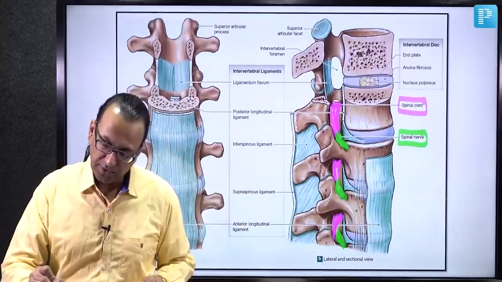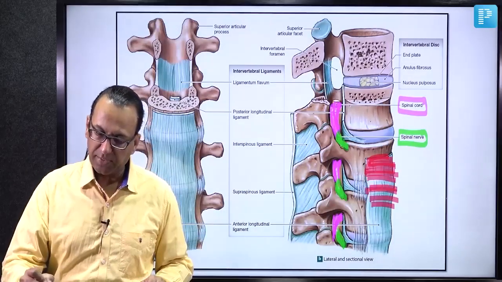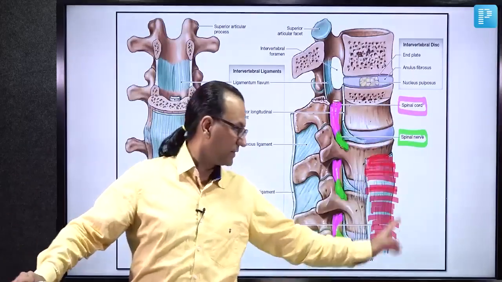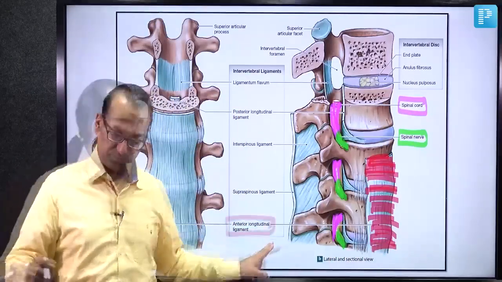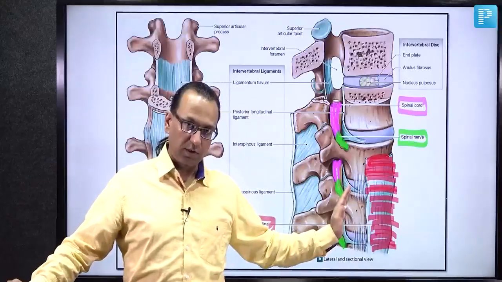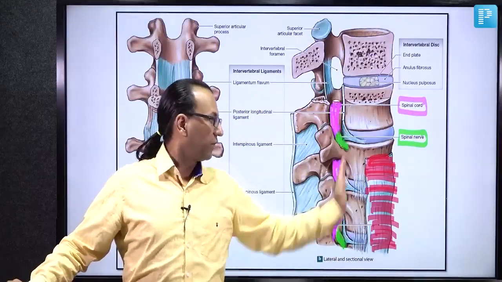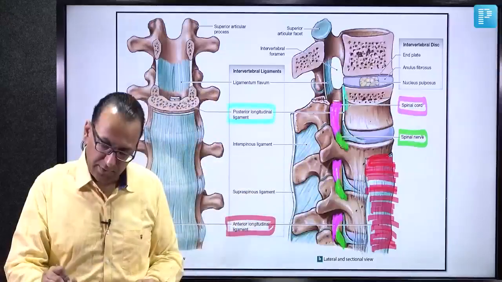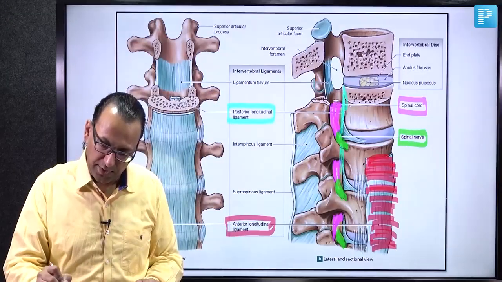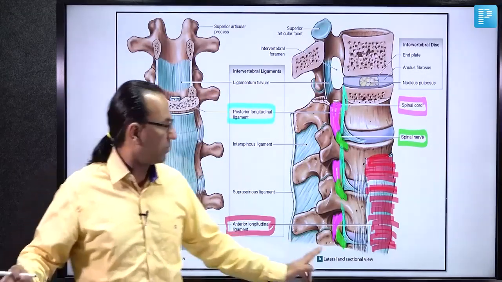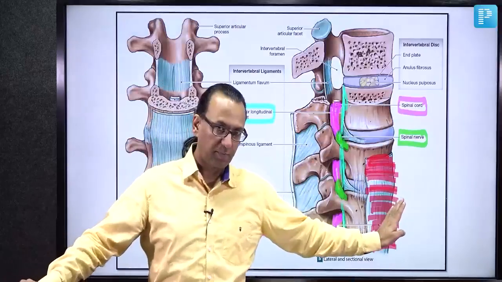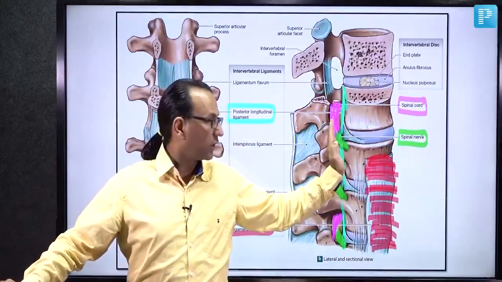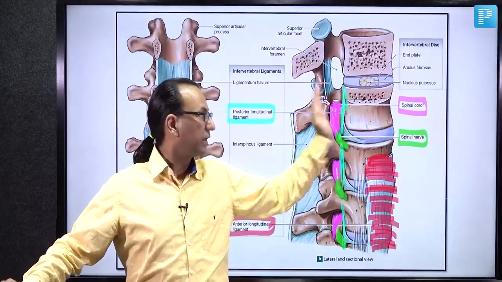Now you will notice that there is one ligament which keeps running anterior to the body of the vertebra, and that is why it is called the anterior longitudinal ligament. And there is one ligament which keeps running on the back of the body of the vertebra, which is called the posterior longitudinal ligament. So here is the posterior longitudinal ligament, which is running behind the body of the vertebra. So, anterior longitudinal ligament and posterior longitudinal ligament. And behind the posterior longitudinal ligament, or the body of the vertebra, you have the vertebral canal.